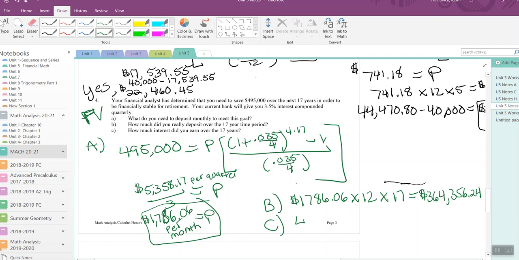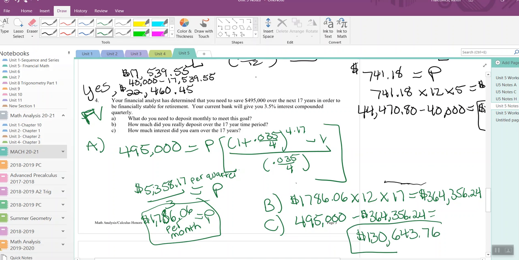Well, if you saved $495,000 minus the money you put in, that gives you the interest, which is $130,643.76. So this was the interest.